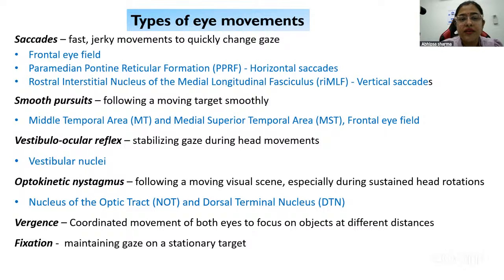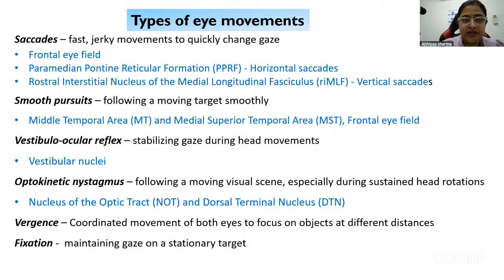The third type of reflex is the vestibulo-ocular reflex. So this reflex stabilizes the gaze during head movements. So your head is going to move like this, back and forth, side to side, and it is going to tilt. So what is going to stabilize this movement is the vestibulo-ocular reflex, and it is controlled by the vestibular nuclei.